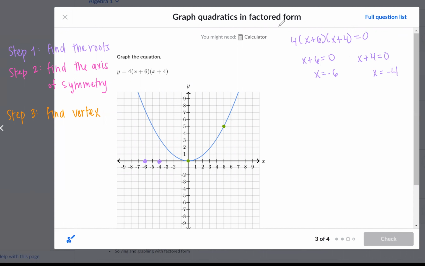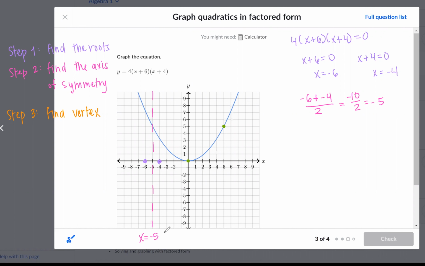My next step is to find the axis of symmetry, which is in the middle of the two zeros. So -6 plus -4 divided by 2 is -10 over 2, which is -5. So we're going to put it here at -5. We usually draw an axis of symmetry as a dotted line. So the equation of this line is x equals -5.